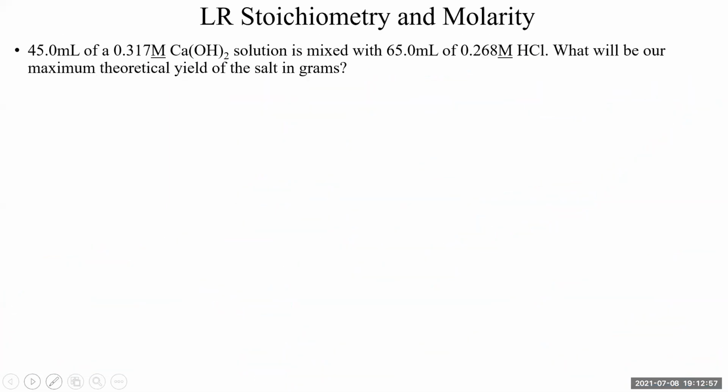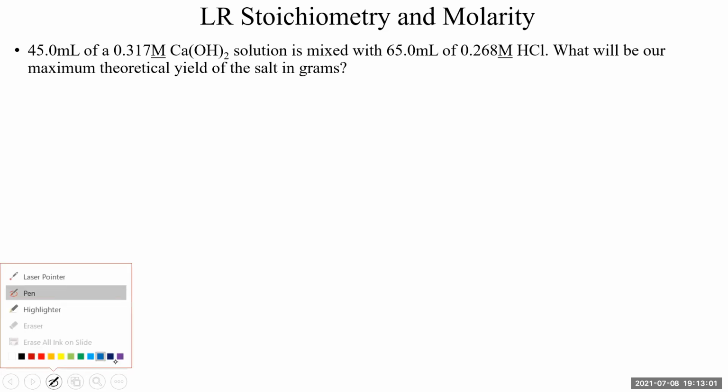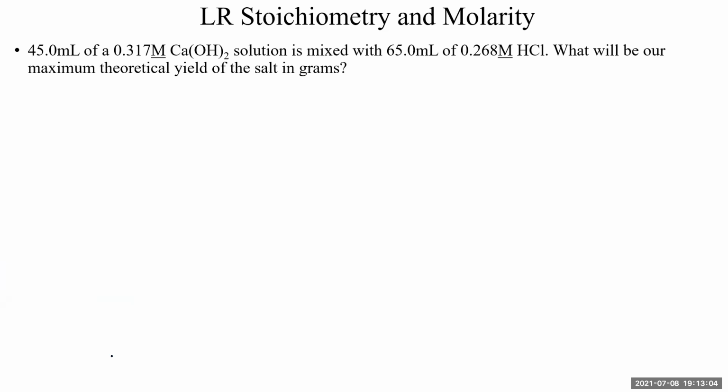Okay, let's do another type of molarity and stoichiometry problem. This time we have a specific quantity, molarity and volume, given for both the reactants. That's what makes this a limiting reactant problem: specific amounts of both. So, as always, you're going to start with a balanced chemical equation. Calcium hydroxide and hydrochloric acid, these are both solutions, obviously, otherwise we wouldn't be given molarity and volume.